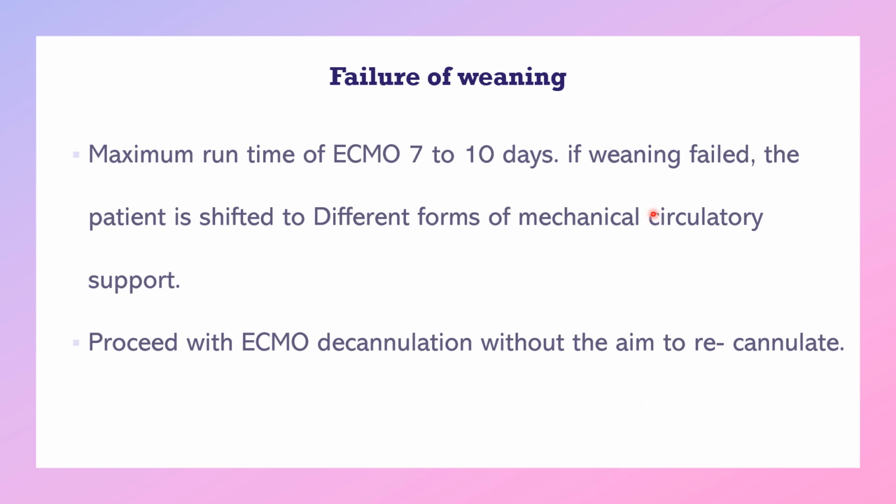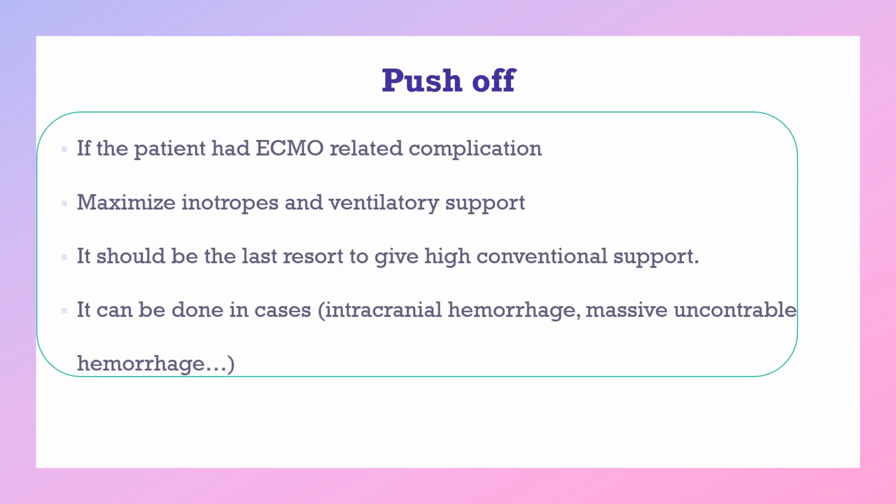If weaning failed, the patient should be shifted to different forms of mechanical circulatory support, or proceed with the decannulation without aim to recannulate. Push-off trials: if the patient has an ECMO-related complication, we can maximize the inotropes and the ventilatory support. It should be a last resort to give the patient high conventional support. This can be done when we have intracranial hemorrhage or massive uncontrolled hemorrhage.